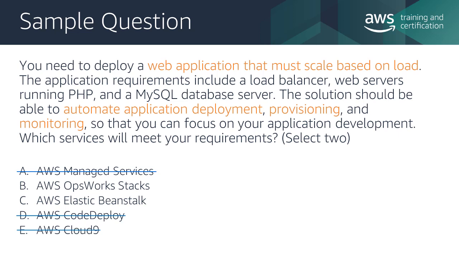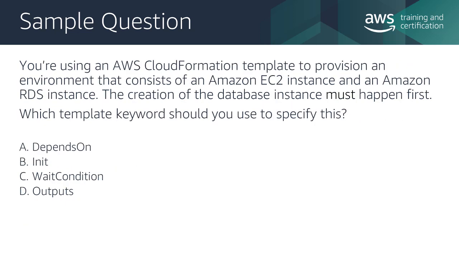Next question. An AWS CloudFormation template provisions the environment. It's got an EC2 instance and an RDS instance. The database must happen first. This is a common scenario. In this case, your application wants to connect to a running database as part of its launch. If it launches first but the database isn't ready, it doesn't know who to connect to. So how do you ensure that the database is complete before the instance launches? Which keyword are you going to use?